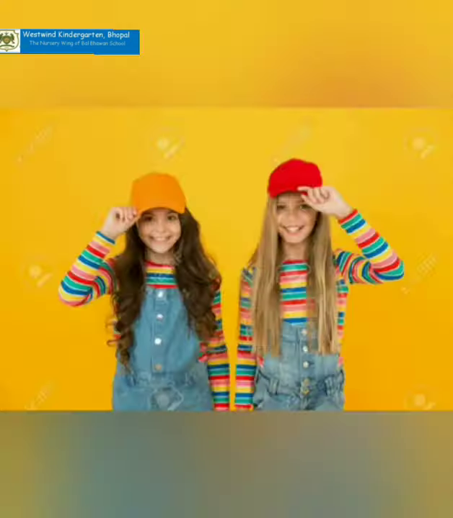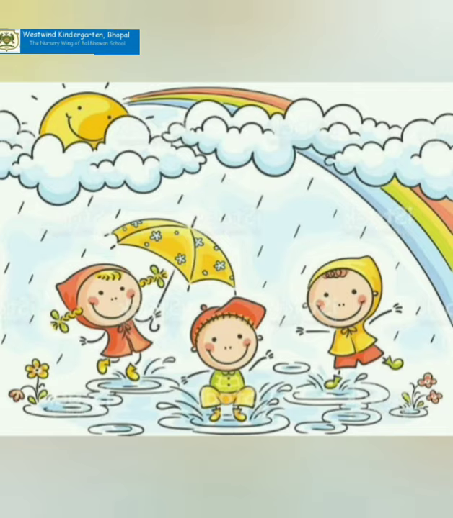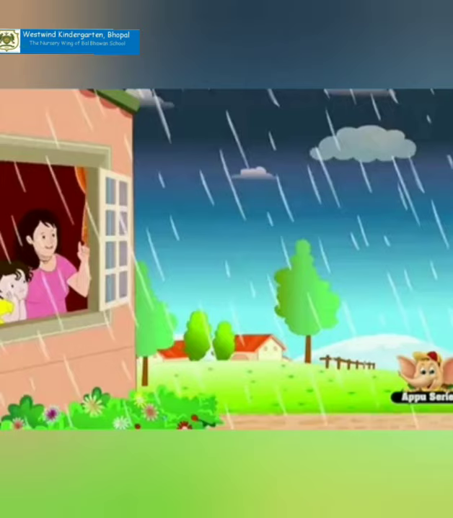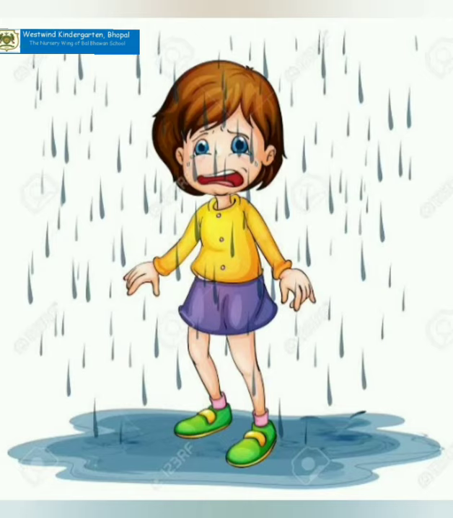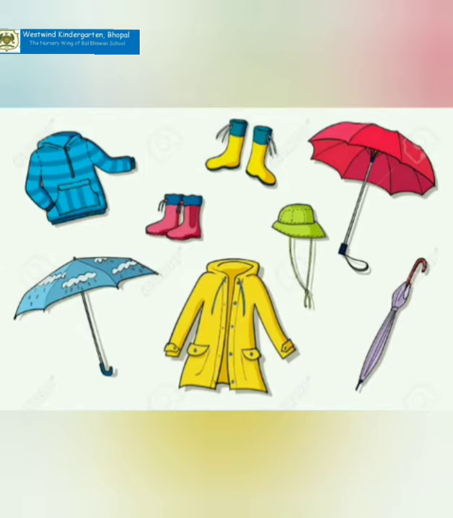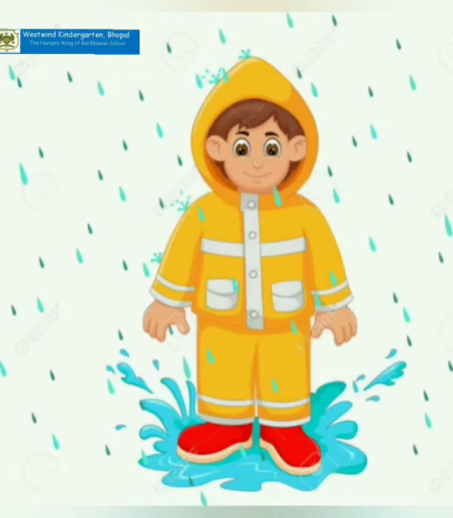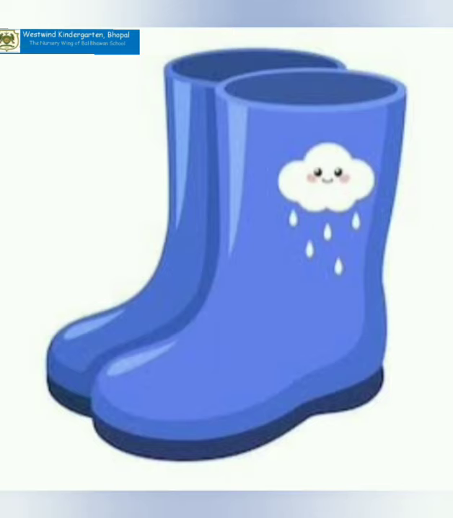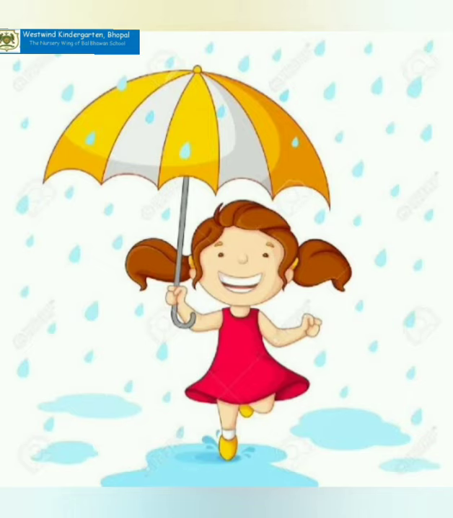Now let us see, what do we wear when it rains? जब बाहर बारिश होती है, तो हमें घर में रहना चाहिए. But if we are outside and it starts raining, we get wet. So children, we need some special clothes to protect ourselves from rain. Like we can wear a raincoat along with gum boots. We can also use an umbrella.